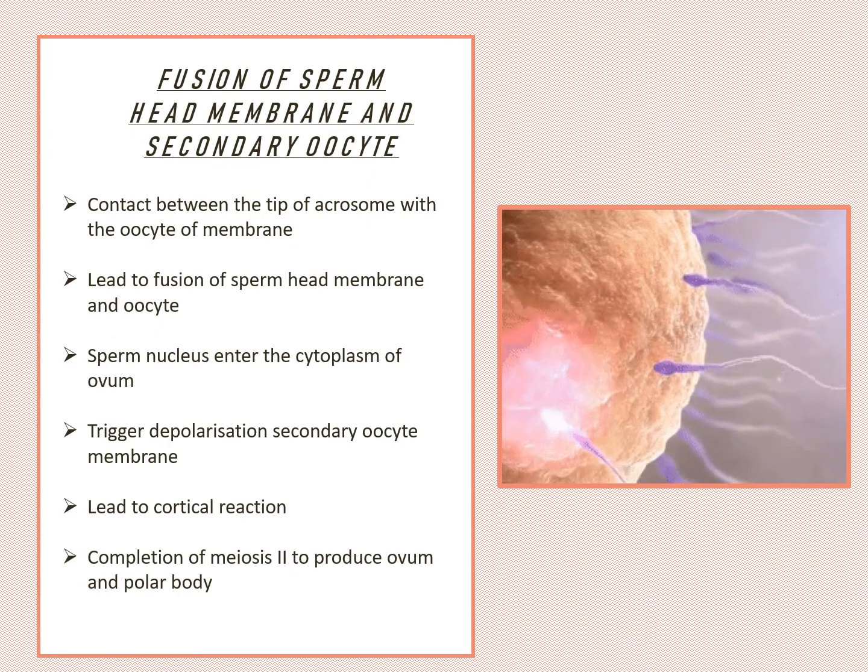The third stage of fertilization is fusion of sperm head membrane and secondary oocyte. As the tip of the acrosome contacts the oocyte membrane, it will lead to the fusion of sperm head membrane and oocyte. Sperm nucleus will enter the cytoplasm of the ovum, then will trigger the depolarization of the secondary oocyte membrane. Then it will lead to cortical reaction. Secondary oocyte will complete meiosis II to produce ovum and polar body.